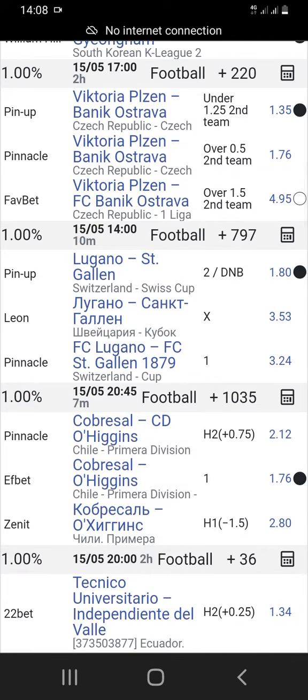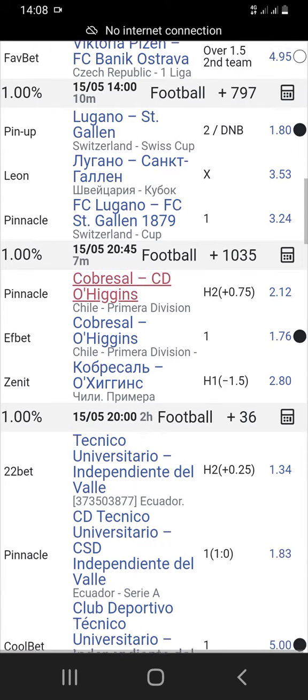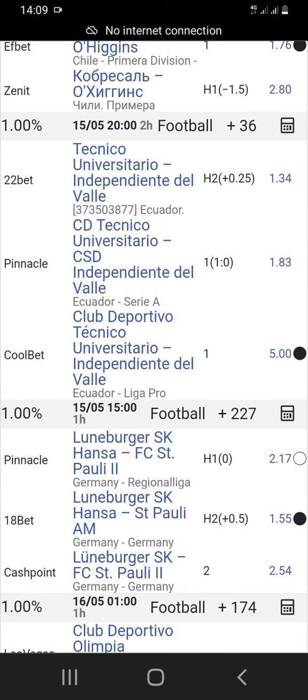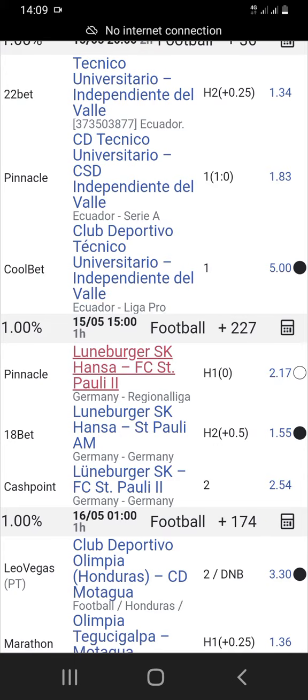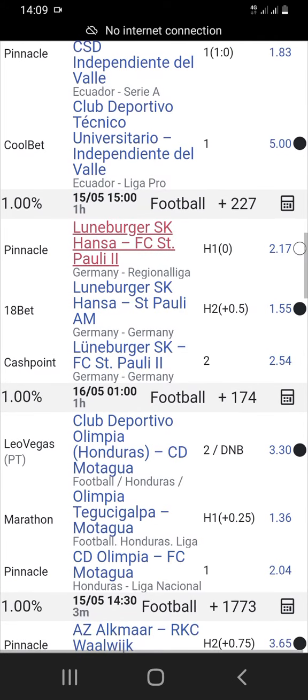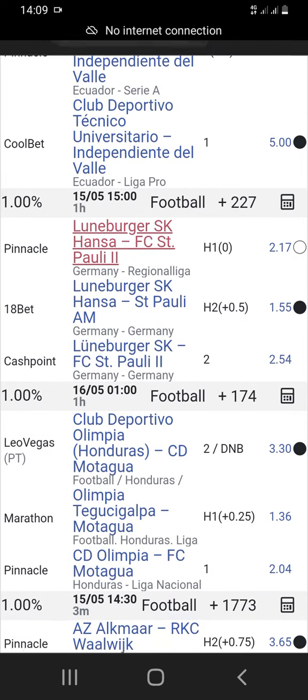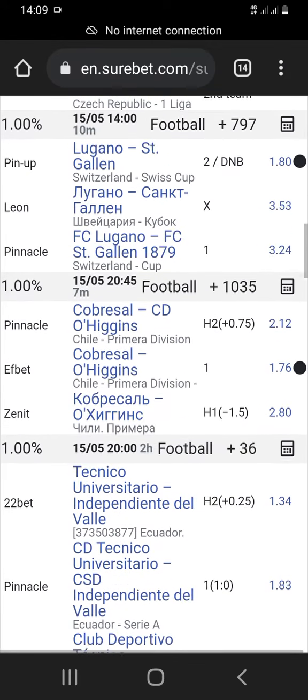If you look at this one now, you can see Lugano, St. Gallen. They've given you draw. They've given you that this match is expected to be a draw match. You understand? So that's that about that. So if you're looking for free softwares that you can use to find free arbitrage bets, I highly, highly recommend Surebet, because you can easily get them there. You understand? So that's that about Surebet.